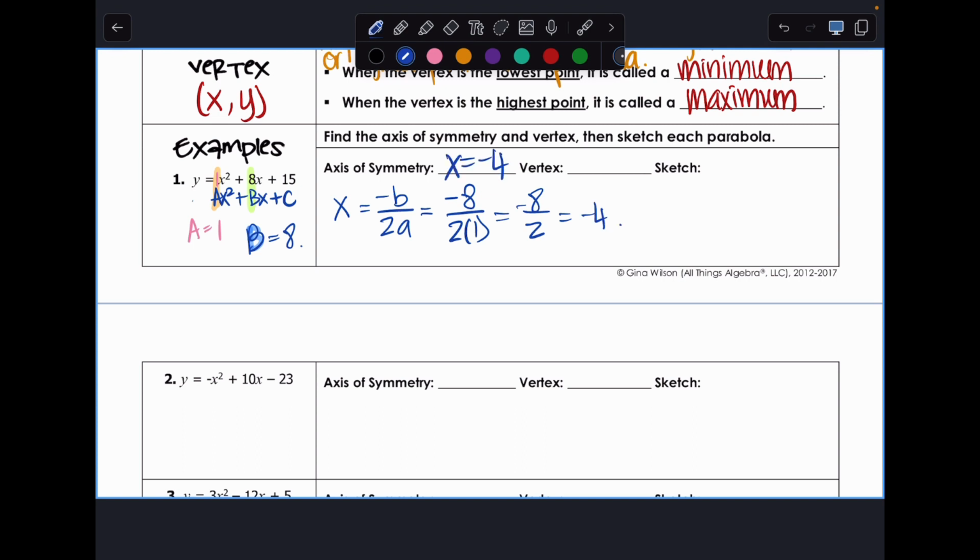Then we use this x value to find our vertex. So how do we do that? You plug it into the equation. So we're going to put in -4 in place of x into y equals, and be careful when you put that negative into your calculator. It should be inside the parentheses like this.